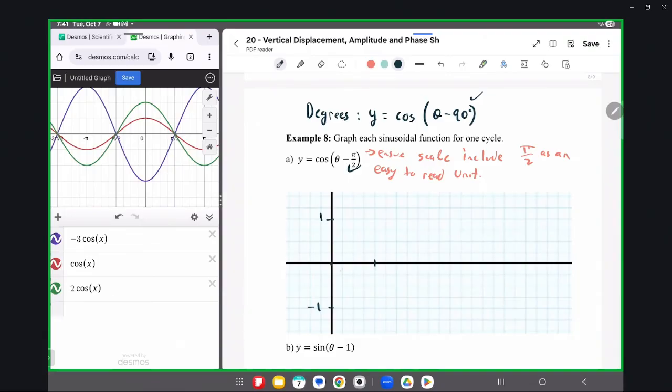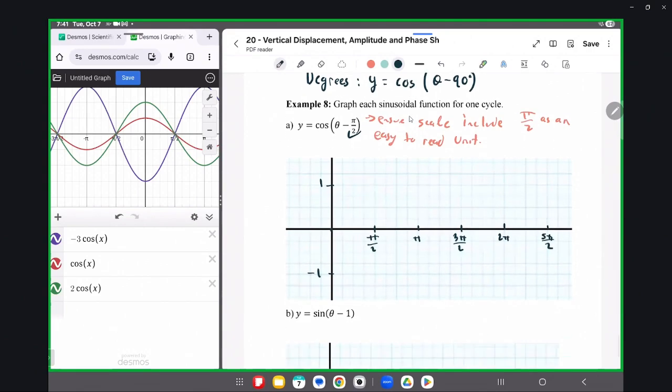So we'll call 1, 2, 3, 4 units. We'll call this pi over 2. The next one will be pi. Next one will be 3 pi over 2. Next one will be 2 pi. And the last one will be 5 pi over 2. If you want to think about this in terms of degrees, you can think of this as 90, 180, 270, 360, and 450. And again, you can always convert these into their radian equivalent if needed.